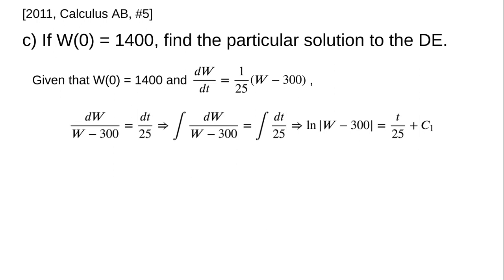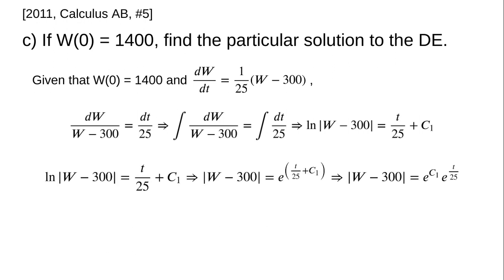dW over W minus 300 is equal to dt over 25. Integrating both sides, we get the integral of dW over W minus 300 equals the integral of dt over 25, which gets us the natural log of the absolute value of W minus 300 equals t over 25 plus C1. Now that constant is going to change, so I'm calling it C1. It's not my final constant, but don't forget to add the constant when you're done integrating.